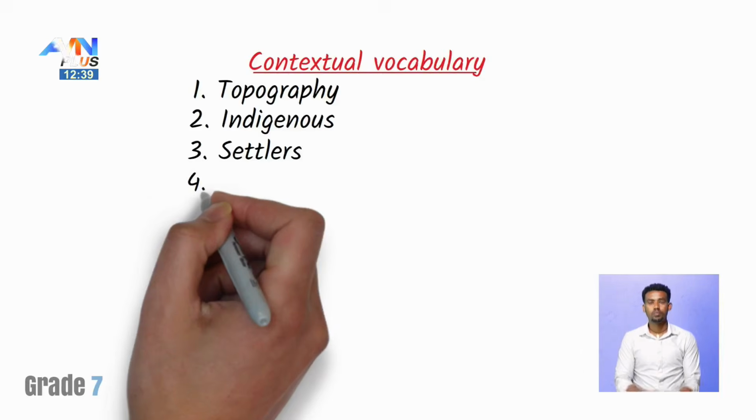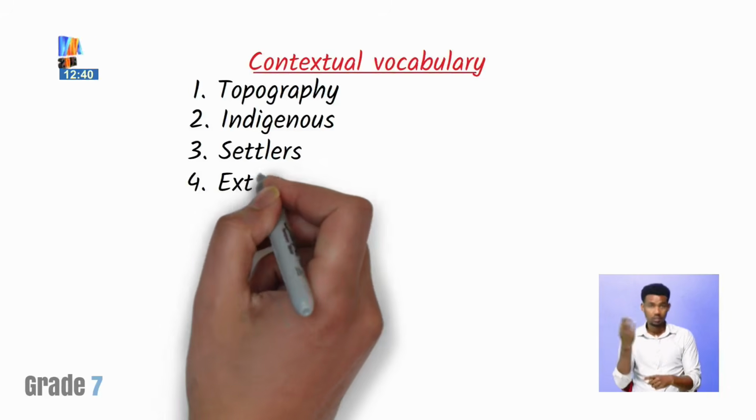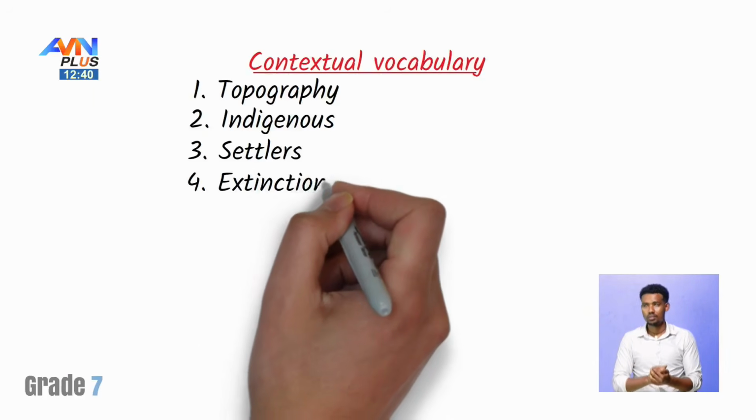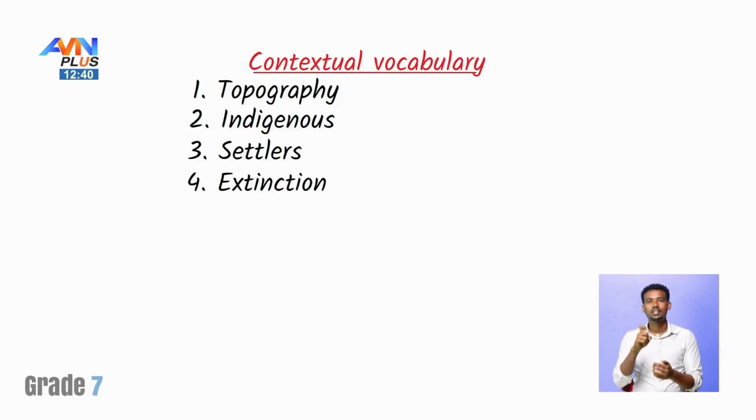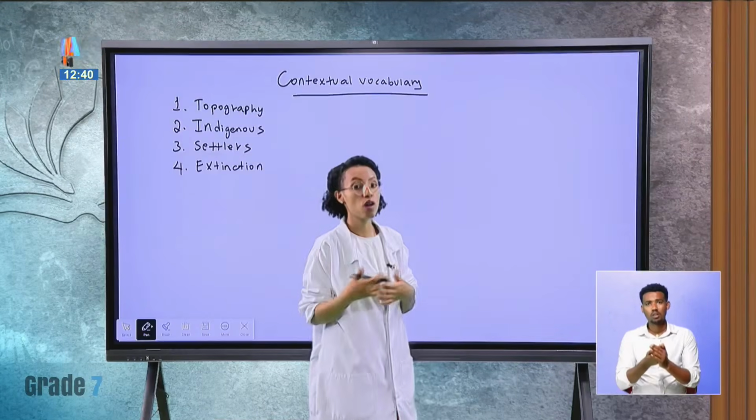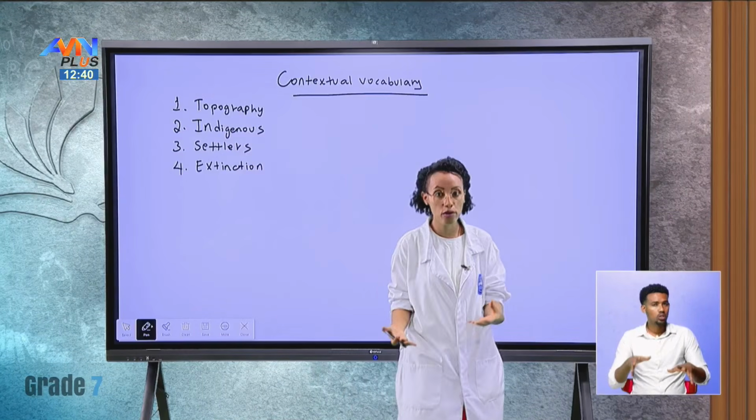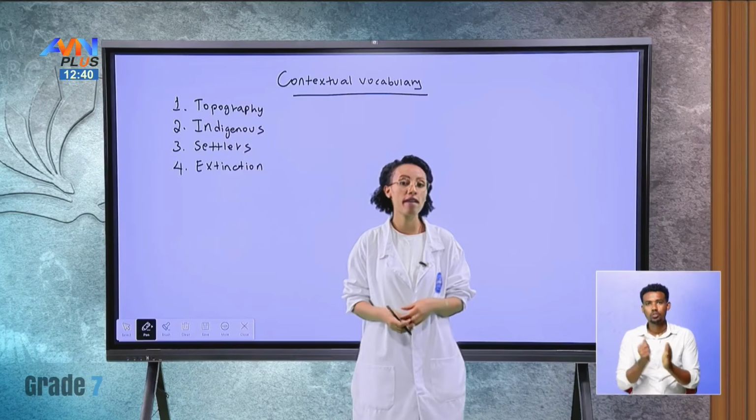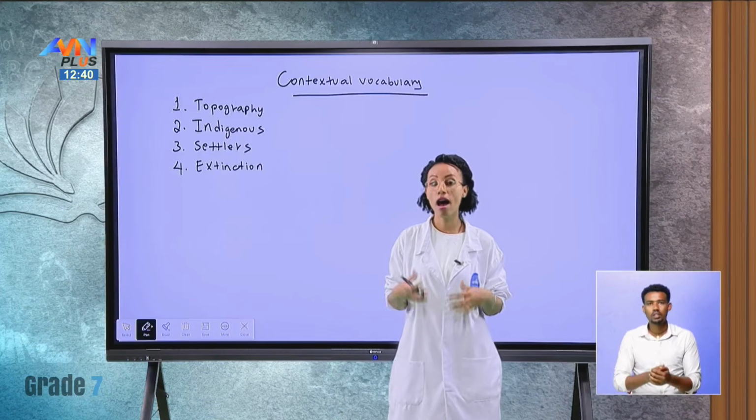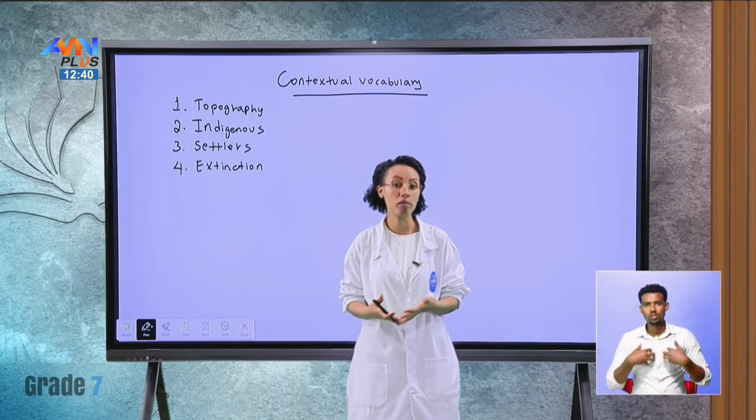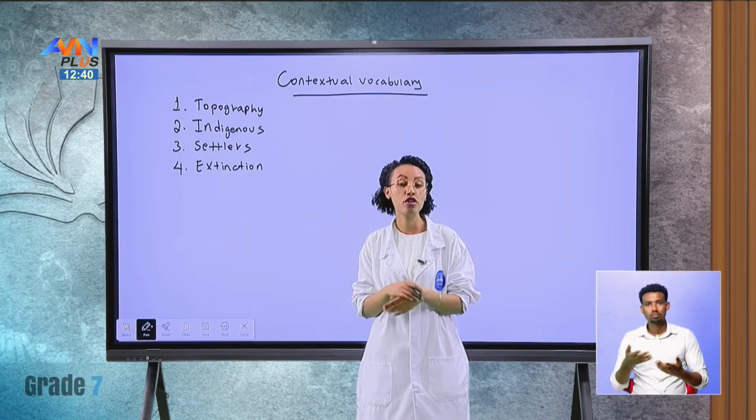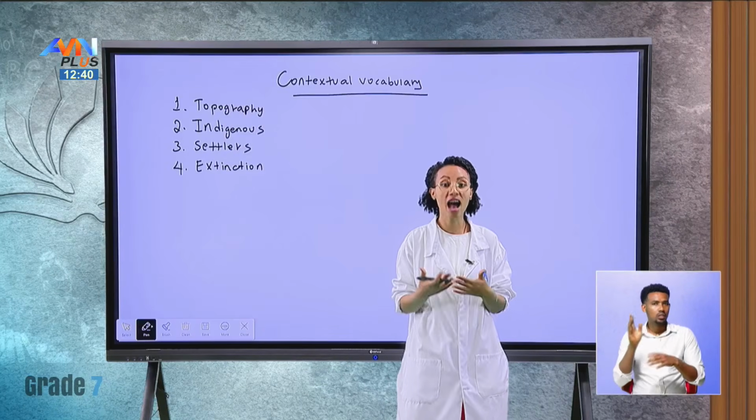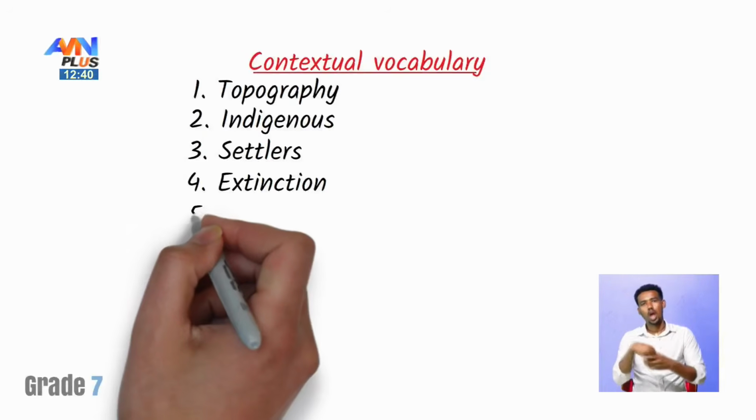The fourth word that we have seen last time is extinction. Extinction means to almost be gone or lost forever. So this happens when harm comes to the environment and animals and plants are almost being destroyed to a point where they are going away forever or they're dying out. So that is what extinction means.